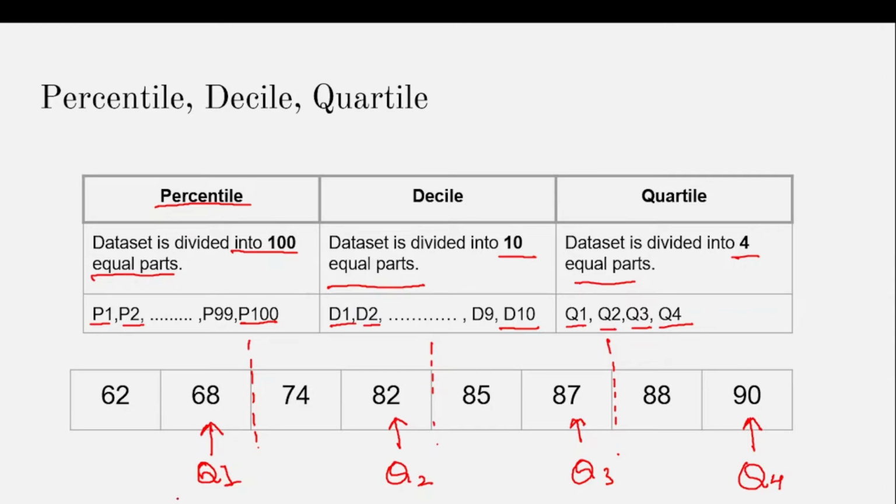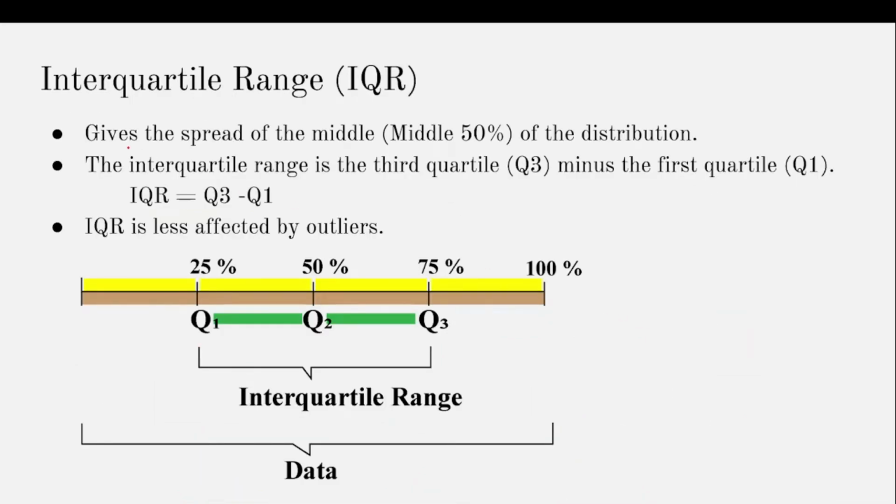I can also say that my Q1 is equal to P25 or the 25th percentile point. Similarly, Q2 will be equal to the 50th percentile point. Q3 will be equal to 75th percentile point, and Q4 will be equal to P100, that is the 100th percentile point. Moving ahead, now we will see the interquartile range.